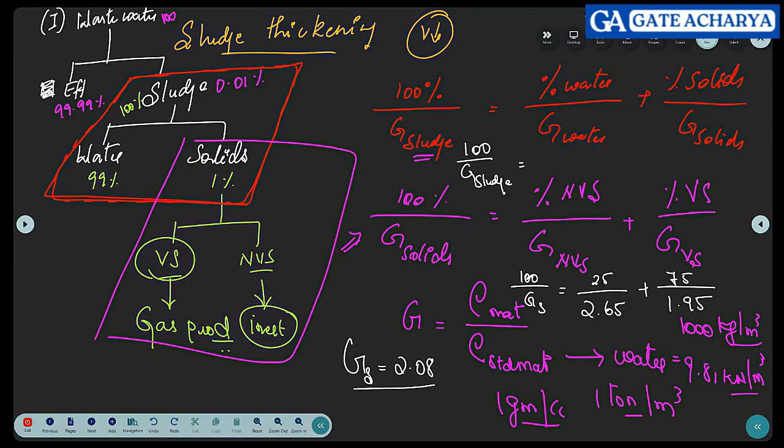What is the percentage of solids? 3%. So 97 by 1, 3 divided by 2.08. Simplify. 1.038, right?